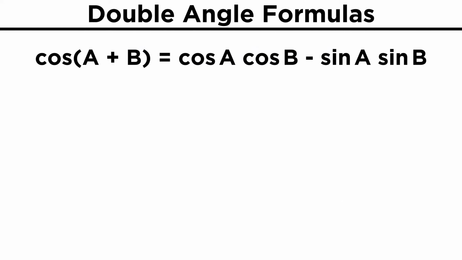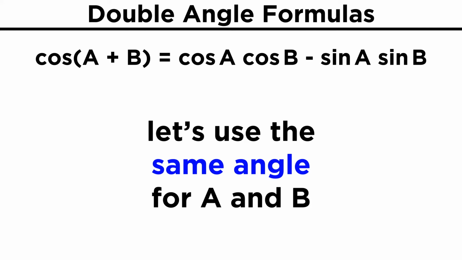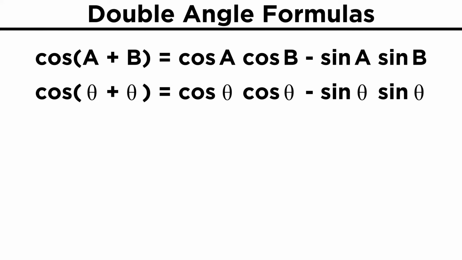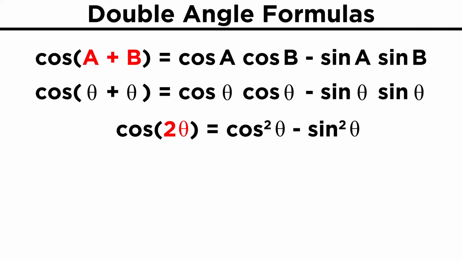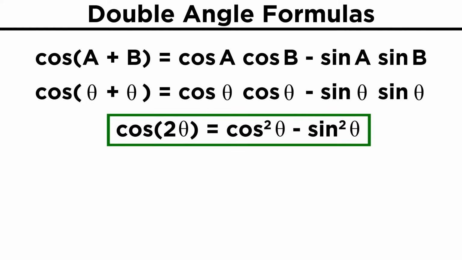Next, let's look at double angle formulas. These can be derived if we use the sum formulas and plug in the same angle for alpha and beta. Looking at cosine first, let's put a theta in the place of all the alphas and betas. Alpha plus beta becomes 2 theta, and that will equal cosine squared theta minus sine squared theta. So that's the double angle formula for cosine.